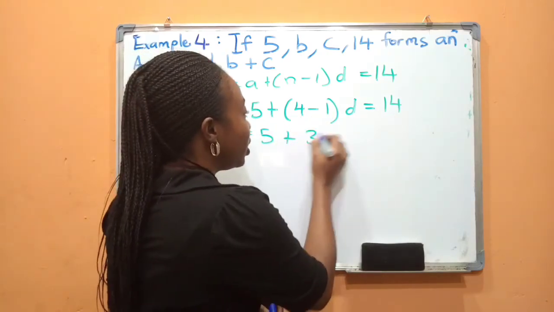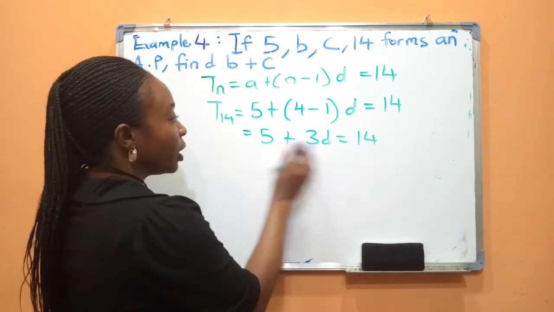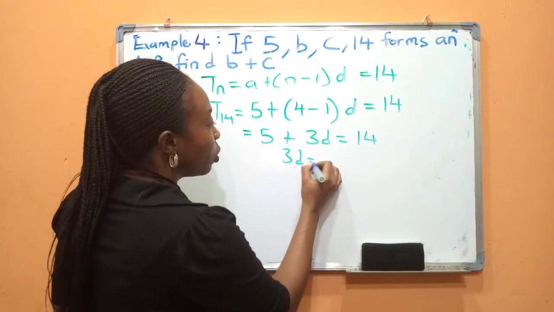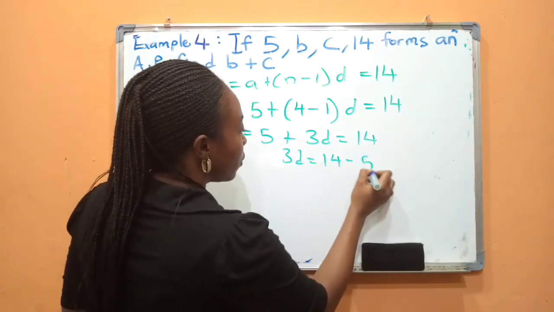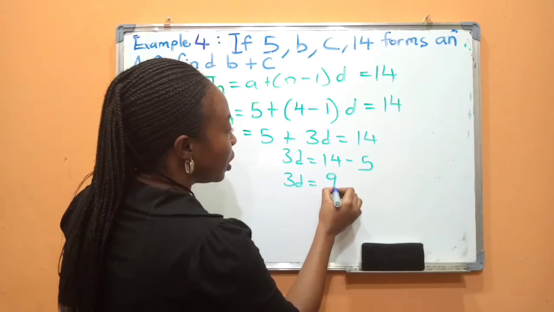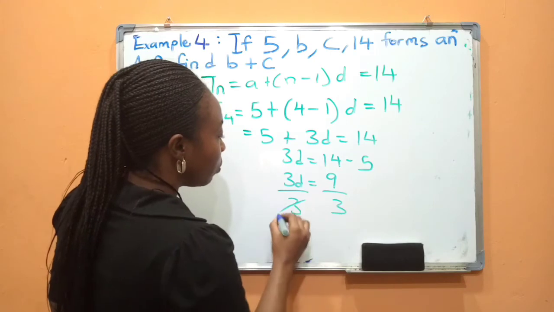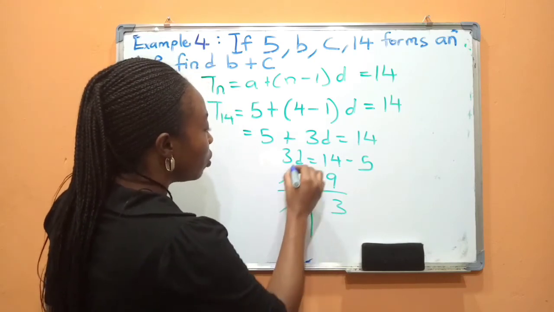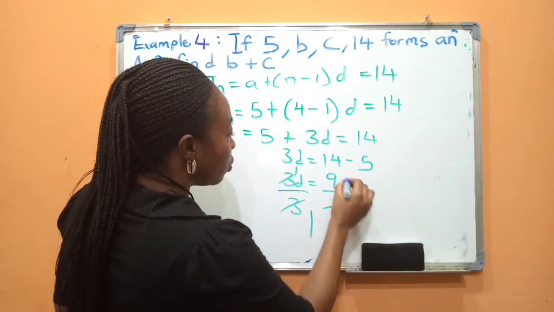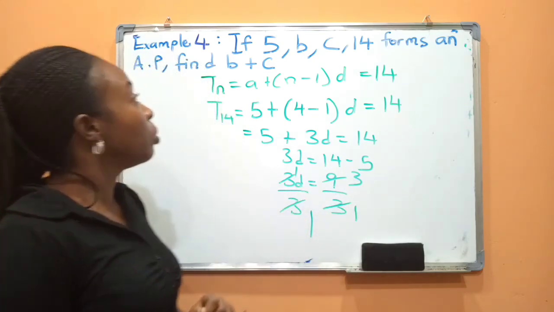So now that we have this, we're going to have 5 plus 4 minus 1 gives you 3. So we have 3d is equals to 14. And then, collecting like terms, we have 3d is equals to 14 minus 5. And we have 3d is equals to 9. So dividing both sides by 3, 3 go here 1, 3 go here 1, 3 go here 3. So we are able to find d. Remember, d is our common difference.